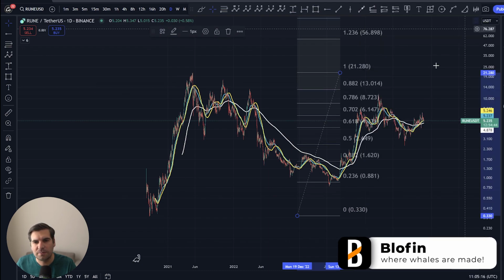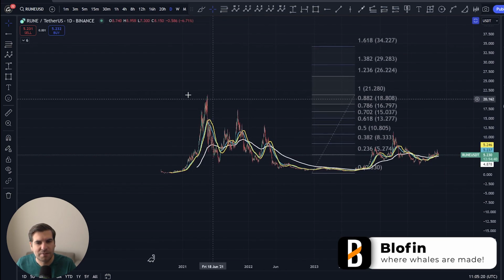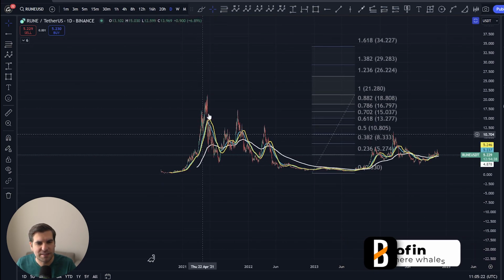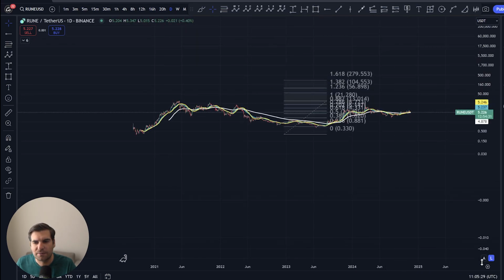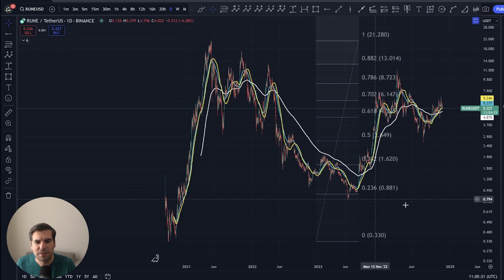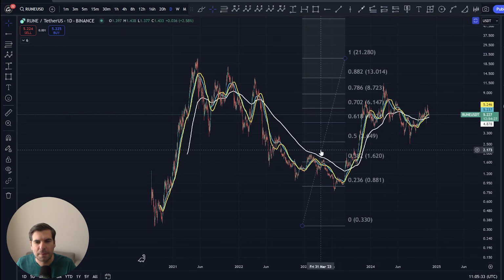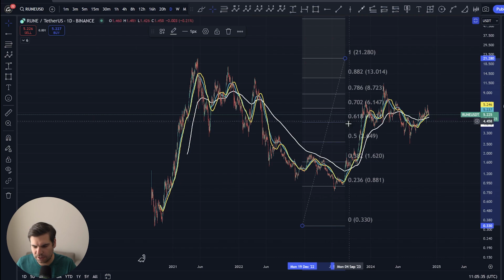If I turn off the logarithmic style chart, it looks very, very different. It's very difficult to read exactly what's going on from the price action. So to make it easier, we put on logarithmic, and you can see it reacts very, very differently. Okay, so that's the first tool that we're going to use, the Fibonacci retracement tool.